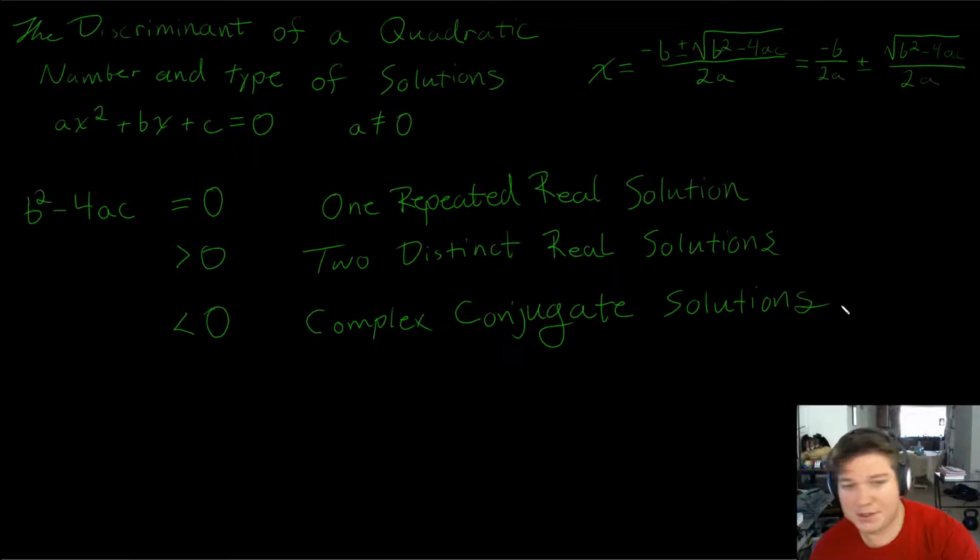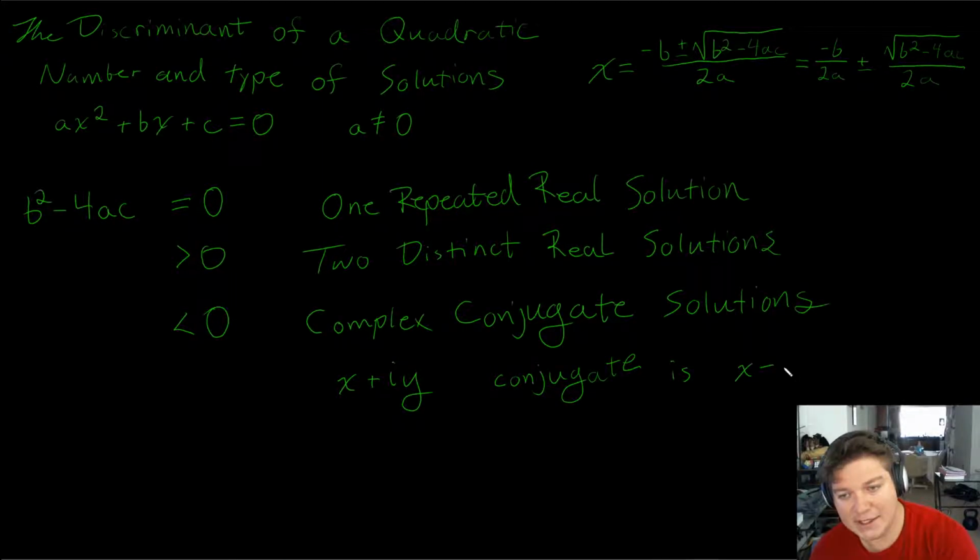And before I move on, I'm just going to point out that a complex number, x plus iy, its conjugate is x minus iy. So you can see how that's just plus or minus. That's what's going on right here. We'll talk more about that later, I'm sure.